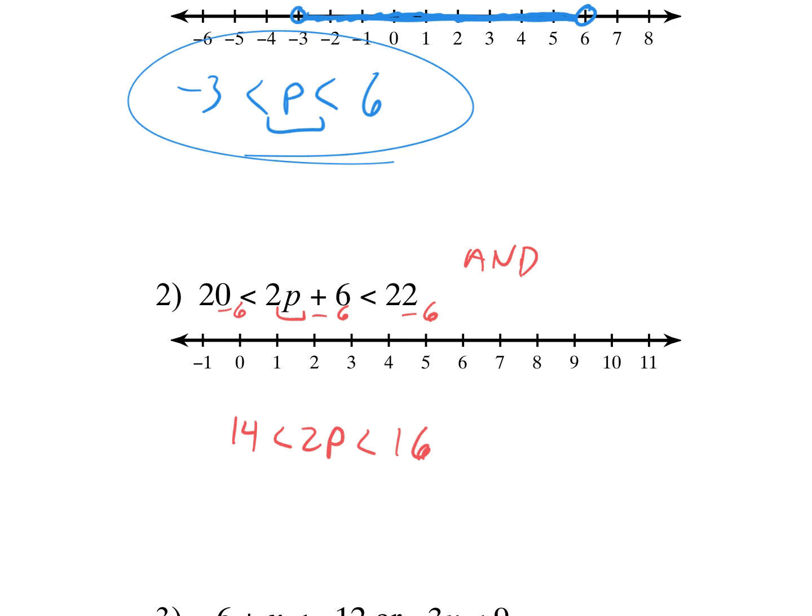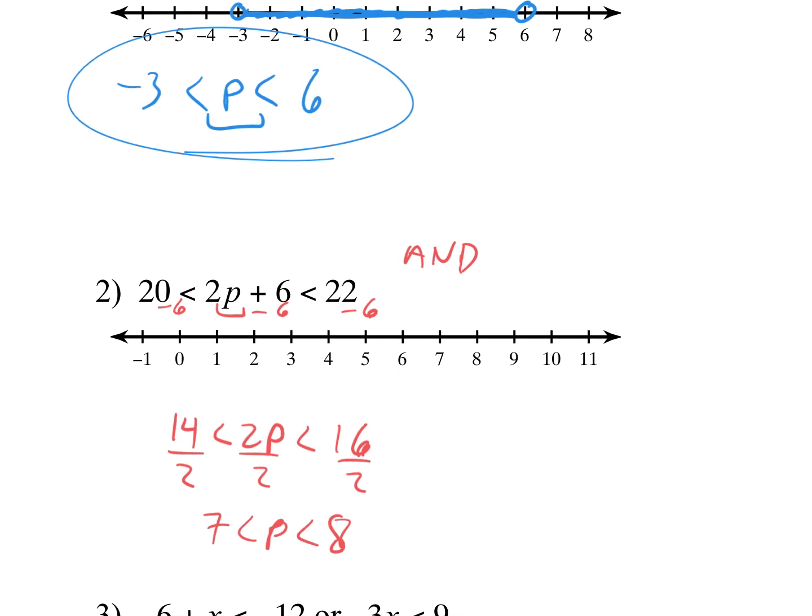And now you still have that 2 in front of the p. So you want to divide both sides, or everything, by 2. And then 14 divided by 2 is 7. We have p in the middle is less than 8. All right, so we have 7 and 8. We're shading in between. These are both strict inequalities, so we're going to have open circles. All right, a very short graph.